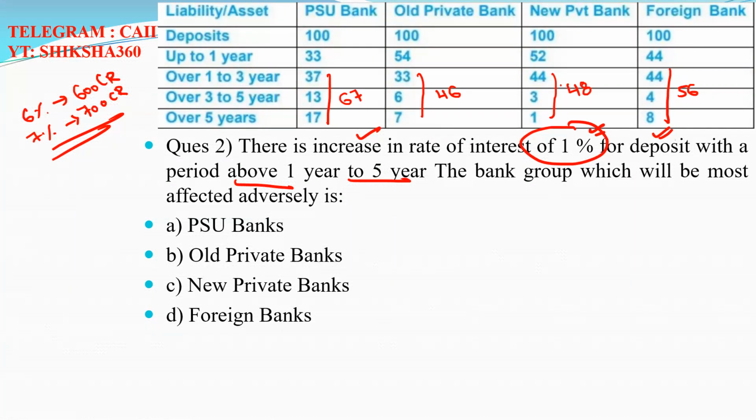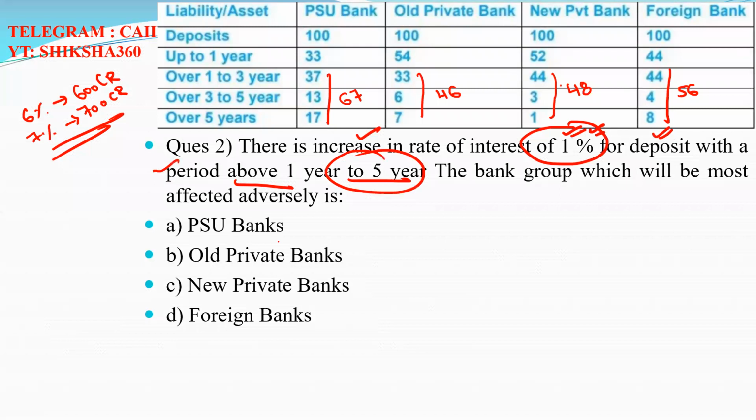the PSU banks. Under the PSU banks we have the maximum deposit under that category. So the PSU banks are the most adversely affected with the increase in the rate of interest of 1% for deposits with a period above 1 year to 5 years.